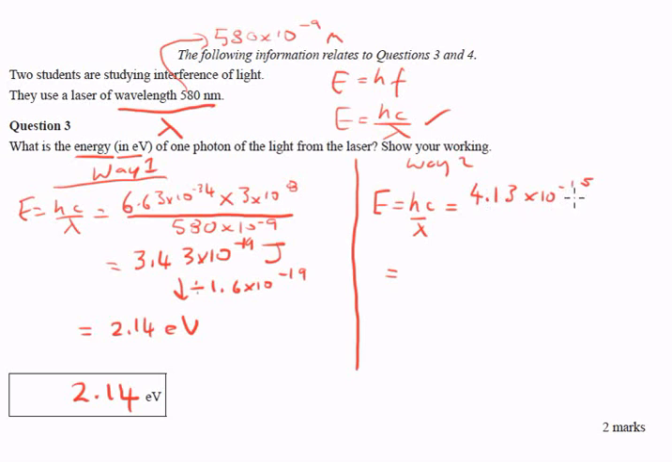So 4.13 by 10 to the minus 15, times 3 by 10 to the 8, because the speed of light hasn't changed, and the wavelength hasn't changed either, 580 by 10 to the minus 9. You put that in your calculator, you get straight to 2.14 electron volts. So it depends on which Planck's constant you use. If you use the 6.63, the answer you're going to get is joules, and then you have to convert it over. If you use the 4.13 by 10 to the minus 15, the answer is straight away in electron volts. Just make sure you know which one you're using.